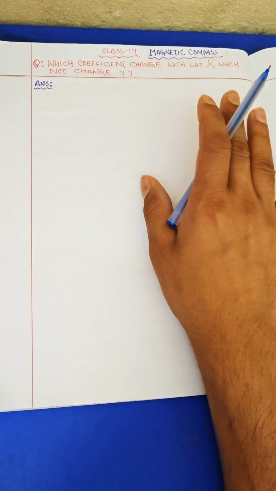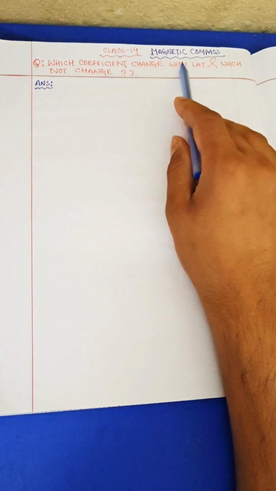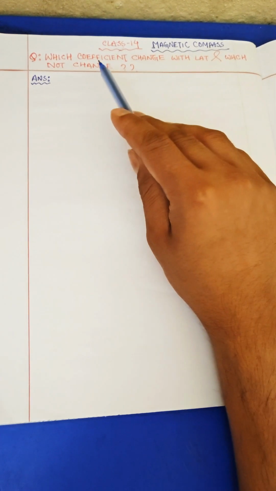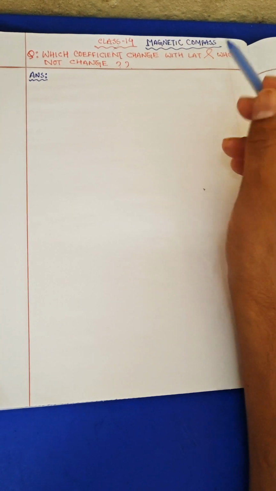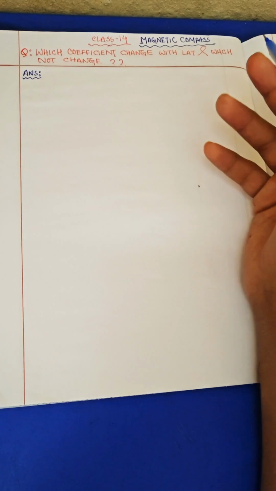Hello viewers, you have to know which coefficients change with latitude and which coefficients do not change with latitude for the magnetic compass. So let's check it out. Viewers, today our class is class 14 for magnetic compass: which coefficient changes with latitude and which coefficient does not change with latitude.